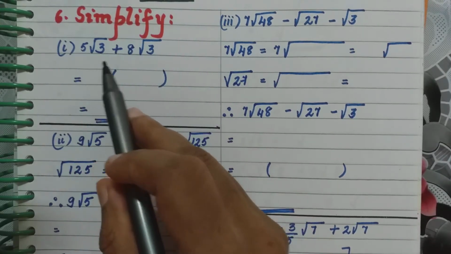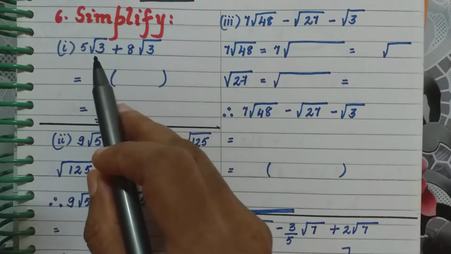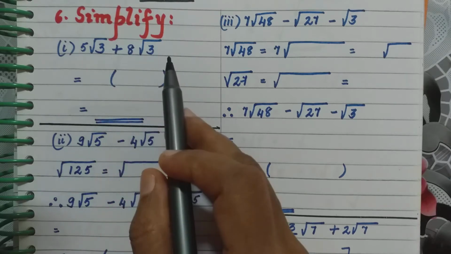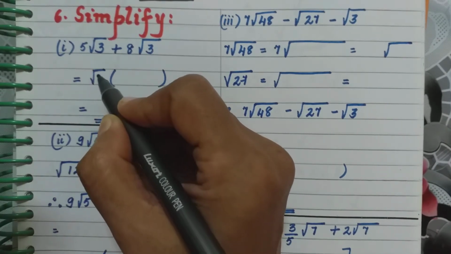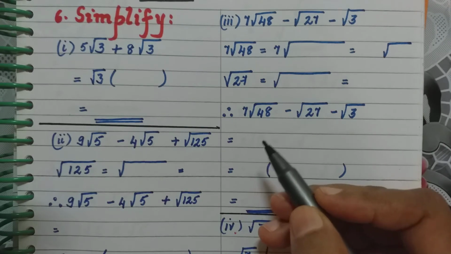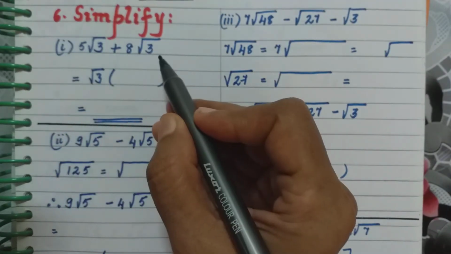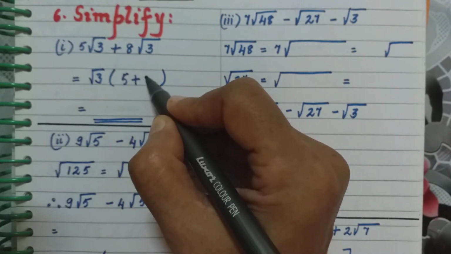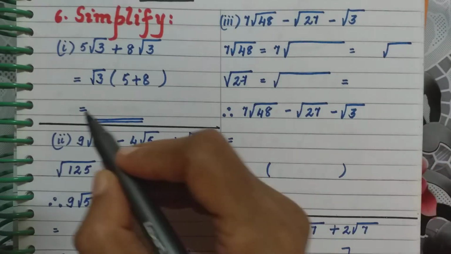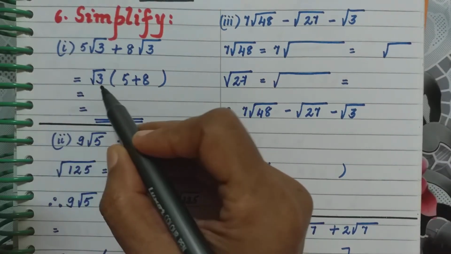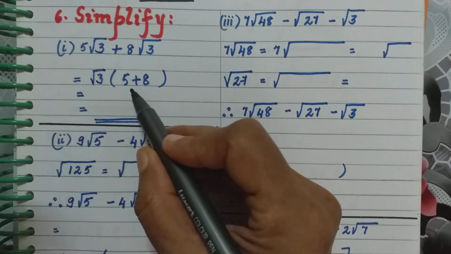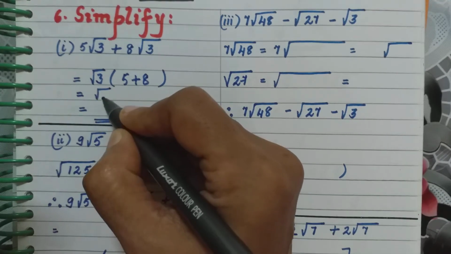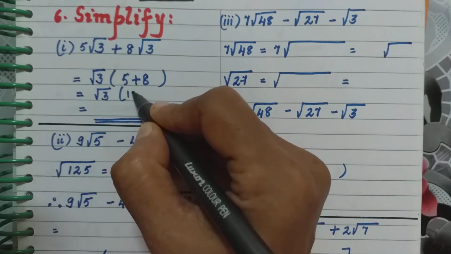Now in 5 root 3 and 8 root 3, we see that square root 3 is common in both of them. So I can take square root 3 common out. So what will be left then? 5 plus 8. So I can write here 5 plus 8. Then this becomes square root 3 into what is 5 plus 8? It is 13. So I can write square root 3 into 13.